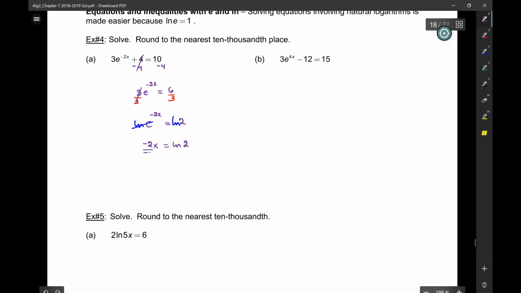And now divide by negative 2, divide by negative 2. Because ln and e make each other go away, because the base here is an e, right? So when you have a base and a base. Okay. And now, what do I have? x is equal to ln of 2 over negative 2.